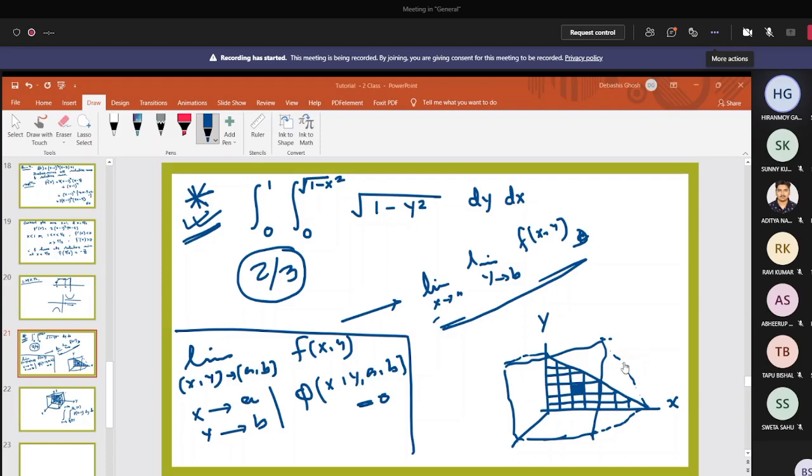Initially you are taking the strip along the x-axis. Changing the order means we are integrating with respect to x first, so we are taking the strips parallel to the y-axis.